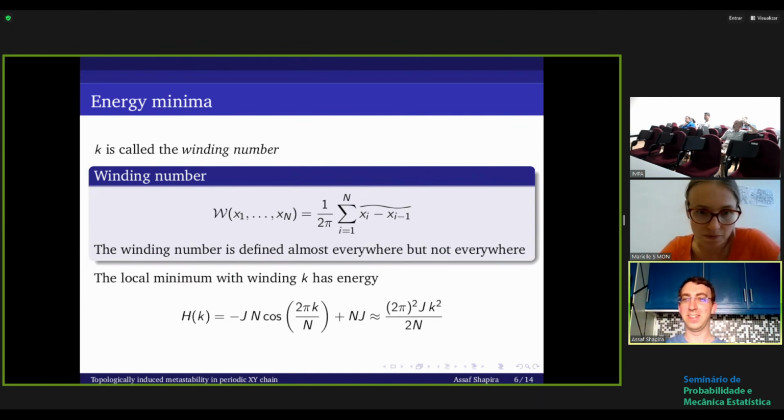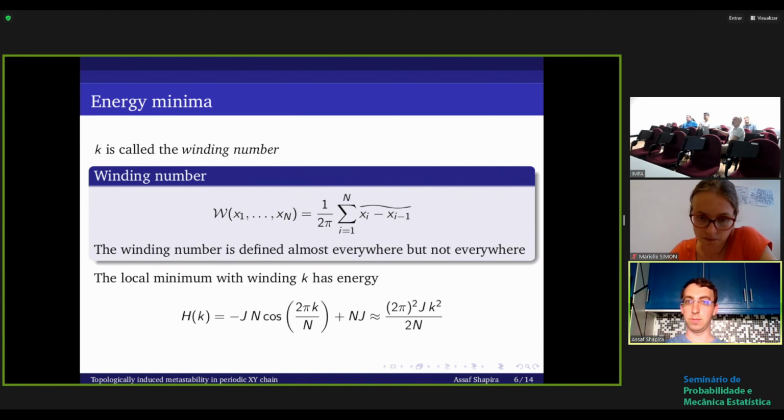let's look at the definition of W. I take each two neighboring spins, and I see how much I need to rotate in order to move from one to the other, right? And I could rotate to the left or to the right, and in the end, I could do an entire circle or 2 or -1 or -2, and this is going to be W.